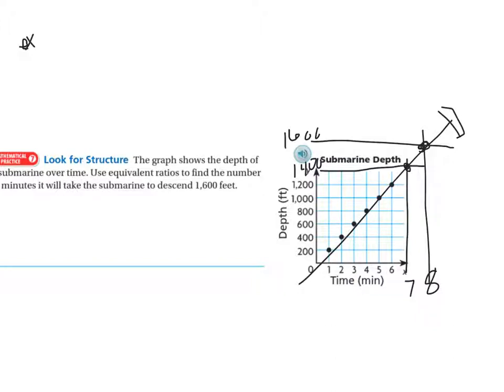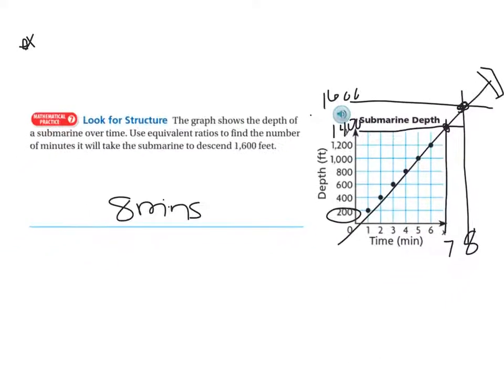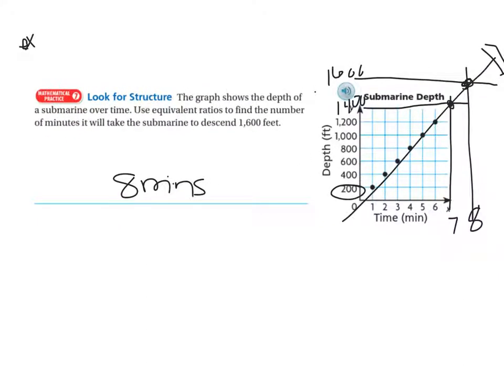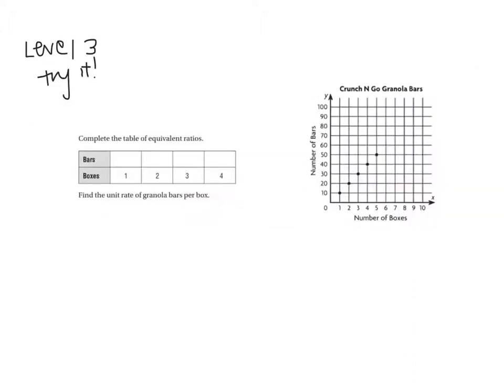8 minutes to go 1,600 feet. Now you could have done this another way. You could have said, well, Mrs. Twisdale, it takes 200 feet in 1 minute, so 1,600 divided by 200 is 8 minutes. That would be totally fine to do it that way as well. So that's looking for structure, meaning, what patterns do you see that can help you to solve the problem? And we saw this pattern here, so we were able to look for the structure of the graph.